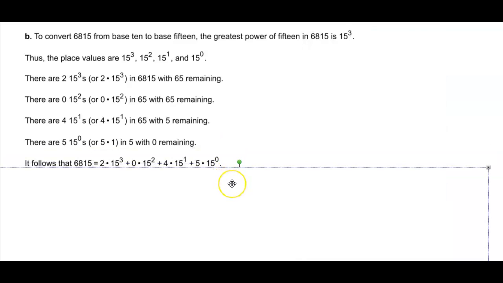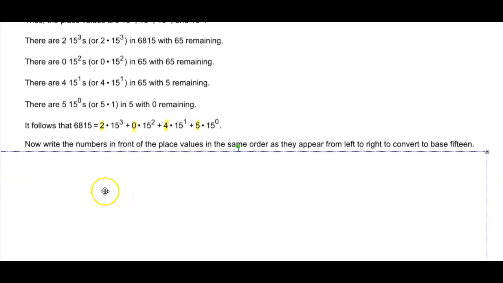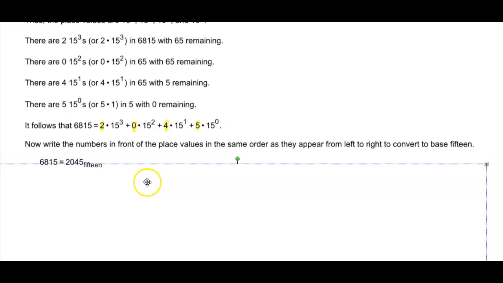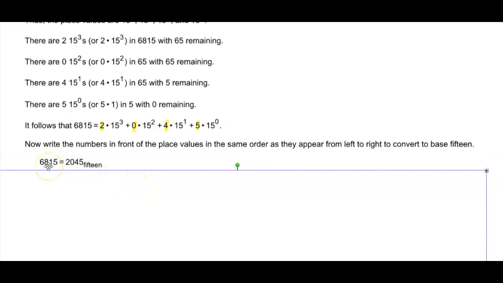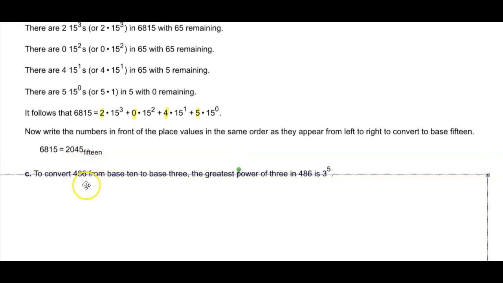So it follows that we have 2 times 15 to the third power plus 0 times 15 to the second power plus 4 times 15 to the first power plus 5 times 15 to the 0 power. Now you want to write the numbers in front of the place values in the same order as they appear from left to right to convert to base 15. Therefore, 6,815 is equal to 2,045 in base 15.